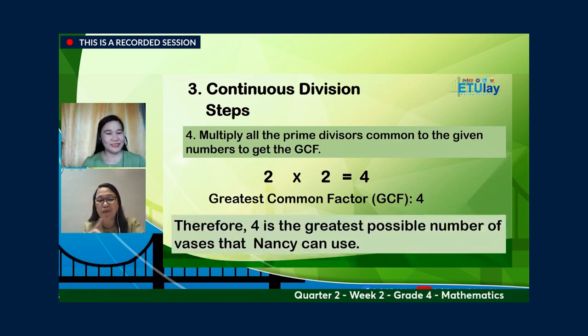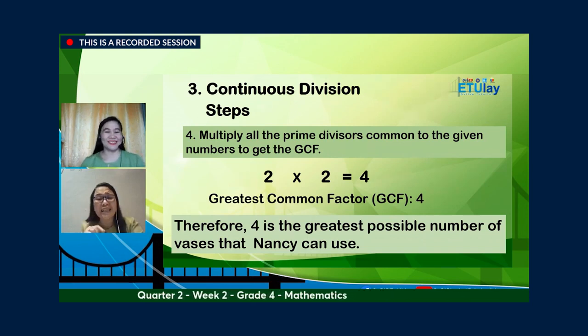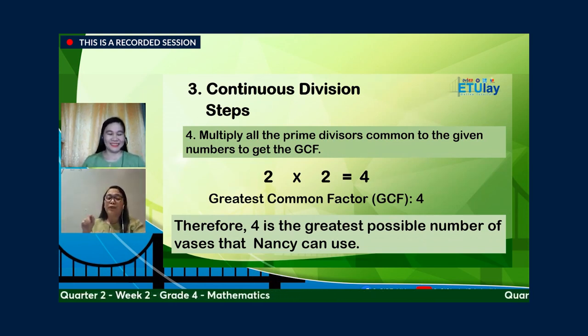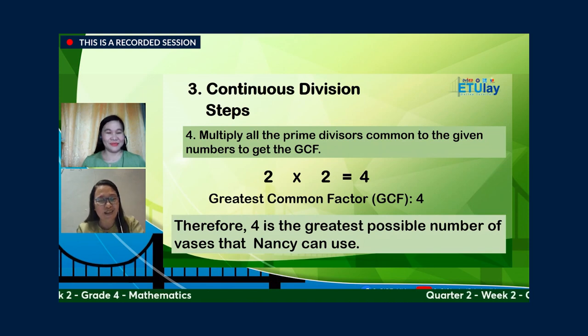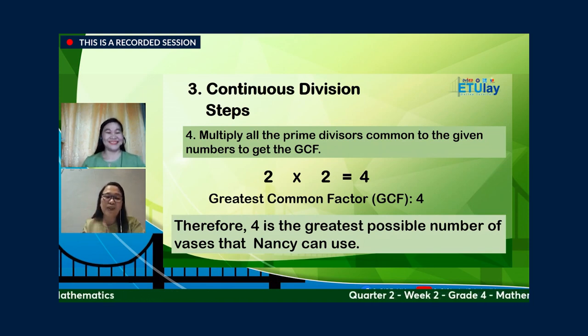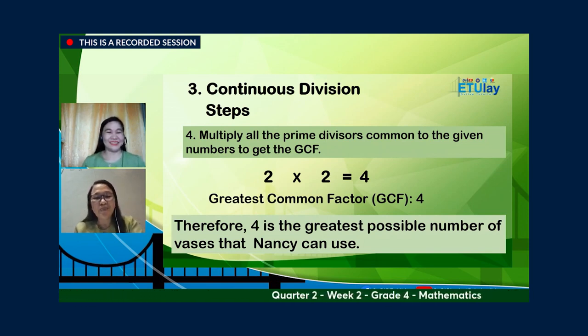Okay, let's move on to Jovi. Therefore, 4 is the greatest possible number of bases that Nancy can use. Okay, so Tutor Jovi, let's continue.